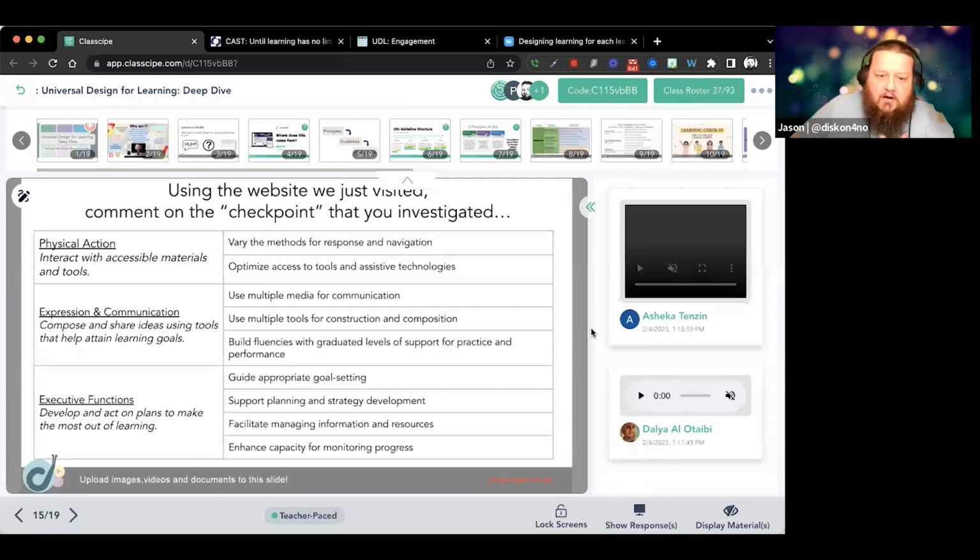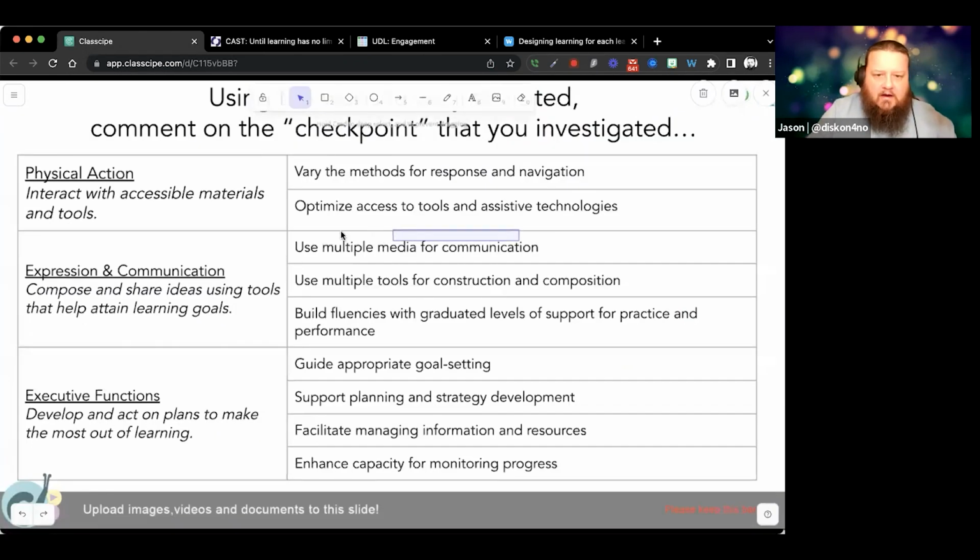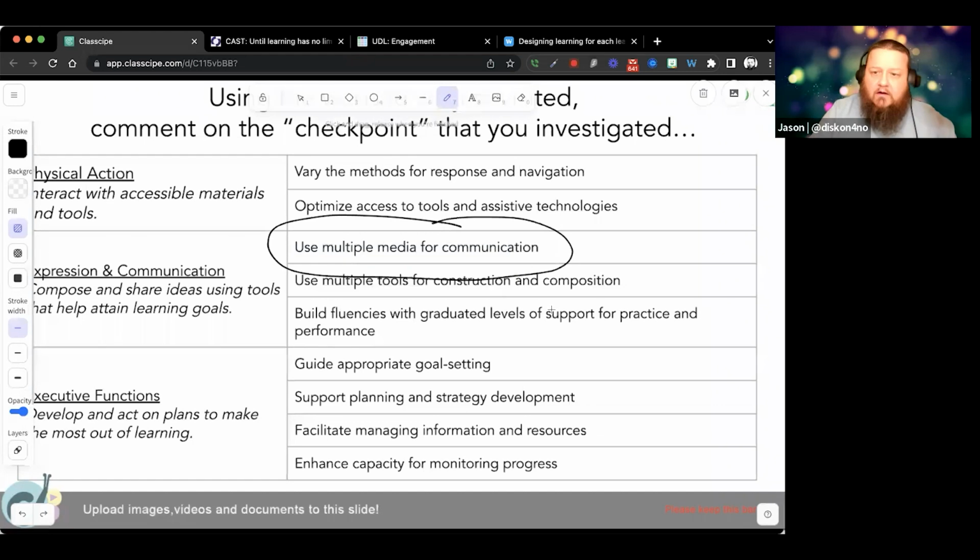But if I were to give an example, I'm going to look at this one here. I'm going to draw it because I didn't realize I could draw on here. Okay. Right here. Let's see. I'm going to use the pencil. Okay. Right here. Use multiple media for communication. Okay. And in this situation, we're a Microsoft Teams school.